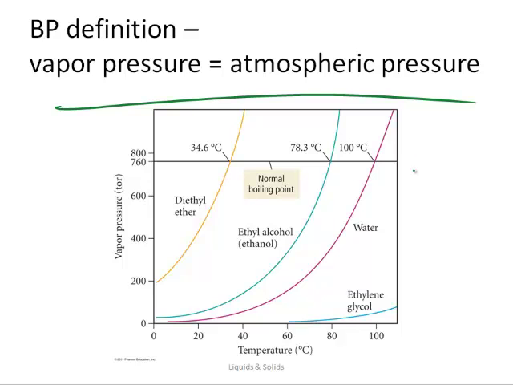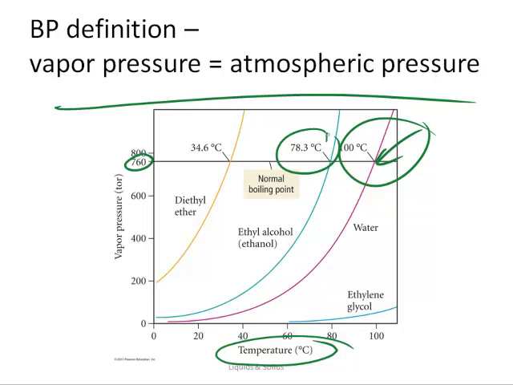Okay, and so if you plot vapor pressure as a function of temperature, whenever the vapor pressure equals atmospheric pressure, at whatever temperature that occurs, that is the boiling point of that liquid. 100 degrees Celsius for water, 78.3 degrees Celsius for ethanol, and then 34.6 degrees Celsius for diethyl ether. Okay, and we can predict which molecules have the stronger intermolecular forces by the boiling points. Water having the strongest, then ethanol, diethyl ether having a much weaker intermolecular force. So it takes a lower kinetic energy to overcome the intermolecular forces.